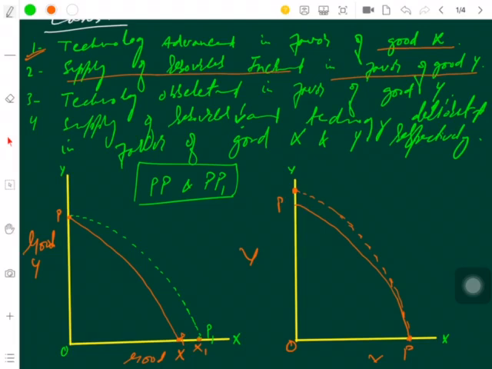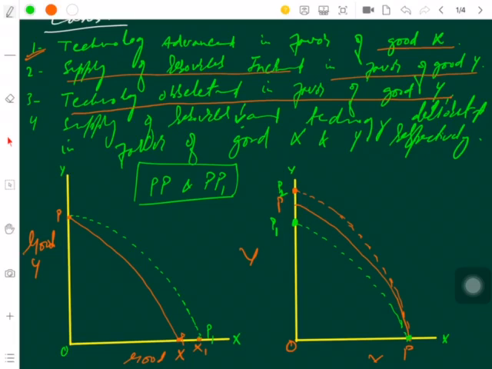Okay. Now take another case which says technology obsoleted in favor of good Y. I'll do it on the same graph. Technology obsoleted in favor of good Y. That means we will be able to produce less of good Y now, from P to P1. Okay. Let's name this P1. Technology obsoleted in favor of good Y only. He is not talking about good X. So good X is same. So this will be our production possibility curve.